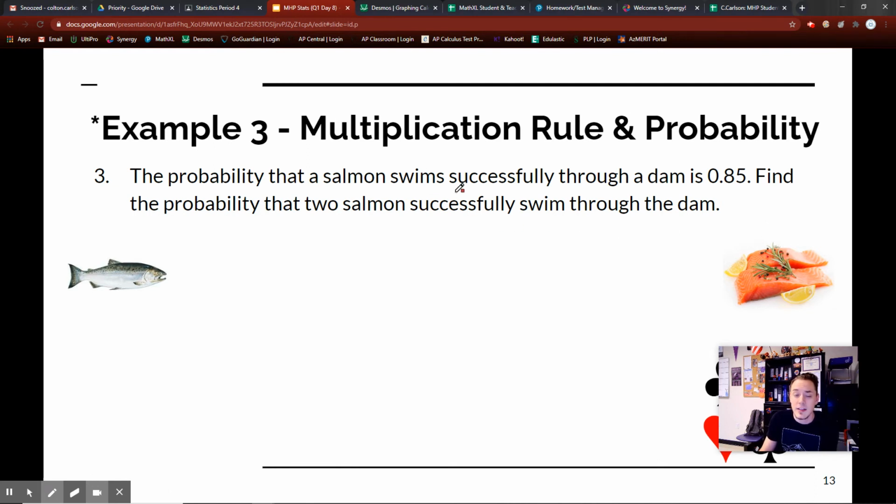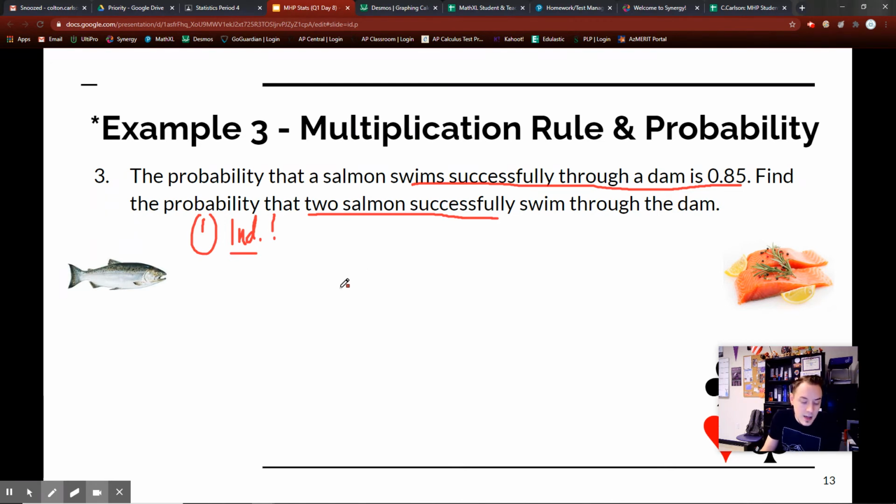Okay, so the probability that a salmon swims successfully through the dam is 0.85. So we want to find the probability that two salmon successfully swim through the dam. So what is that? Well, first of all, it's independent. Why is it independent, Mr. Carlson? I'm glad you asked.